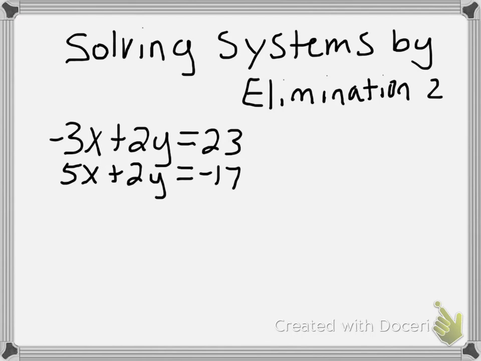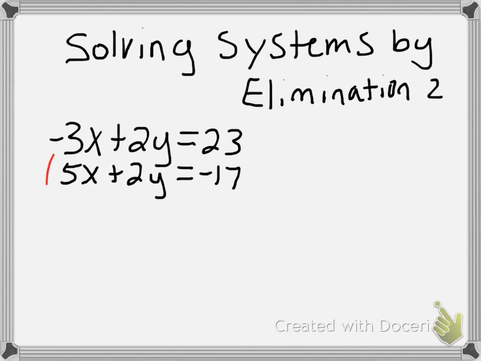So what you want to do is, since our y values have the same number, but both of them happen to be positive, we need one of them to be negative so they'll cancel out. So you want to either multiply the top by negative 1, which means you change the sign of each part, or you could multiply the bottom one by negative 1.